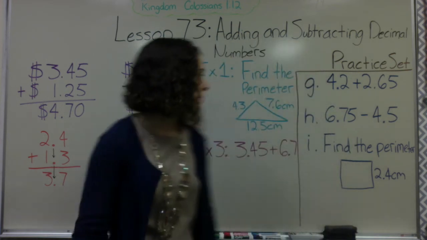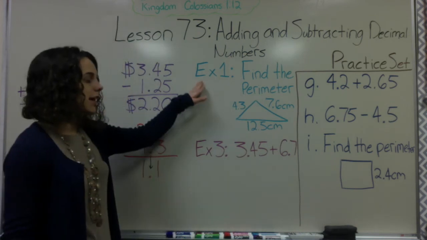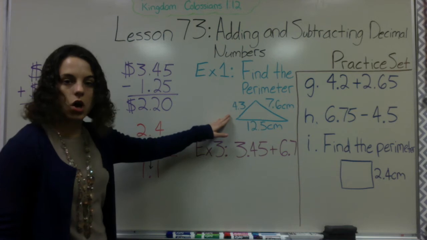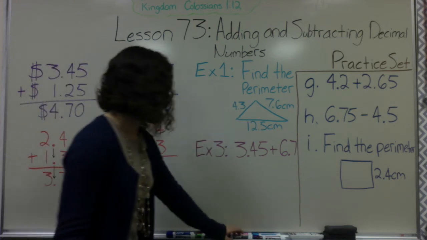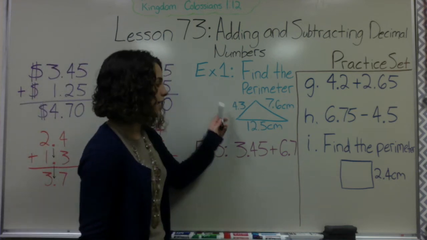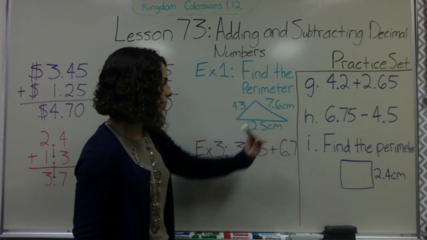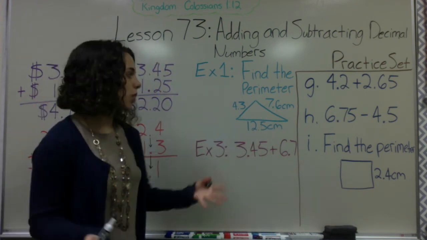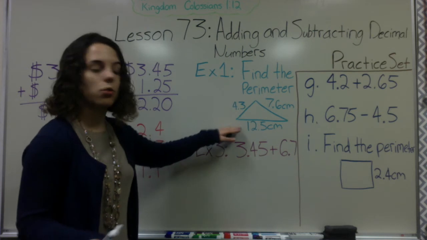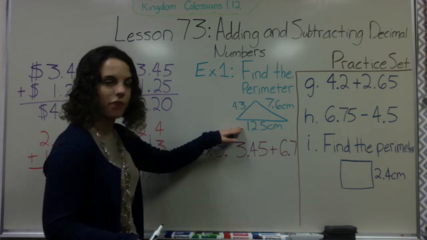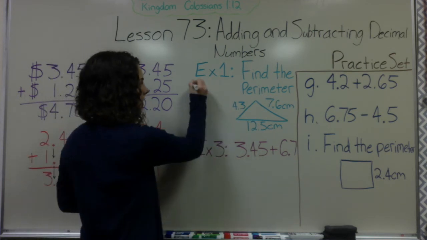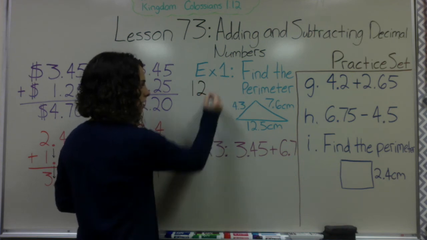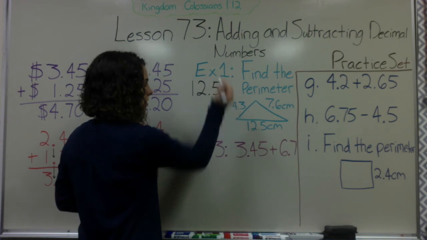So here are the example problems that we are going to do together. Example 1 says to find the perimeter of this triangle, and it's all in centimeters. So I have 4 3/10, 7 6/10, 12 5/10. So I'm actually going to strategize by starting with the one with the most digits, which is 12 5/10. That's how I like to start when I'm adding numbers with different amounts of digits.